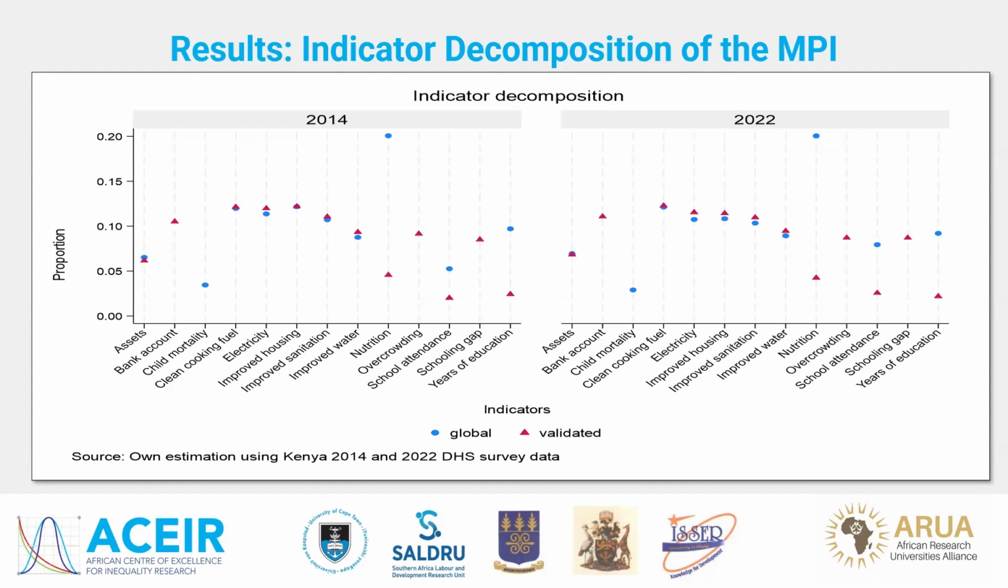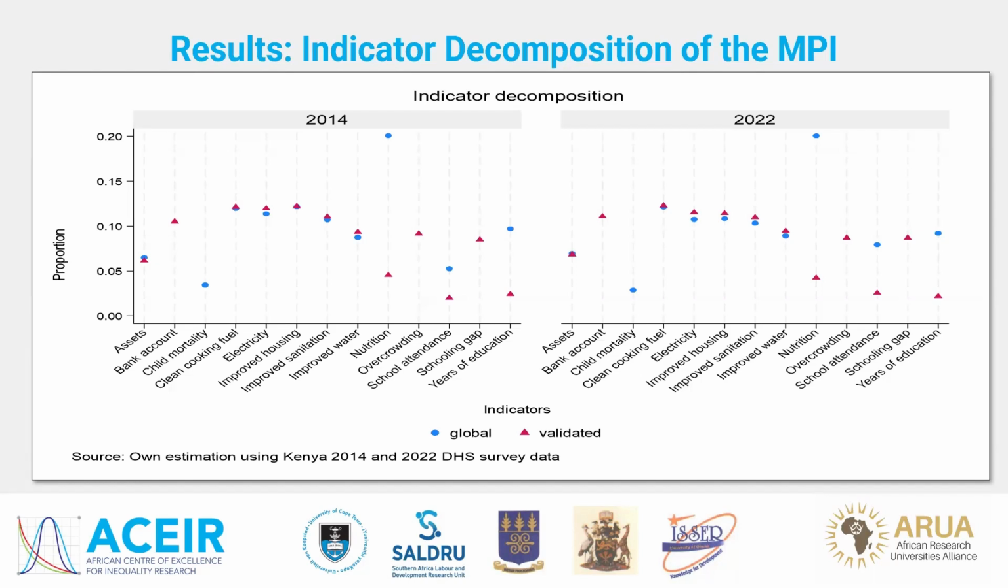So under the global MPI framework, the nutritional indicator is actually the biggest contributor to the MPI. But under our framework, it's like the third smallest contributor to the MPI. And why would this be so? It's because, basically, under the global MPI, it had one of the highest weights, which is 1/6. Under our framework, it is weighted the same as all the other indicators.